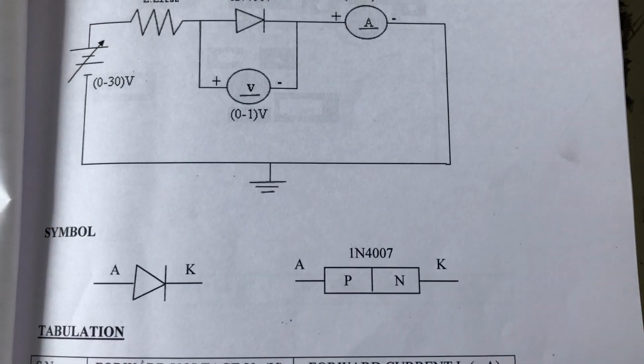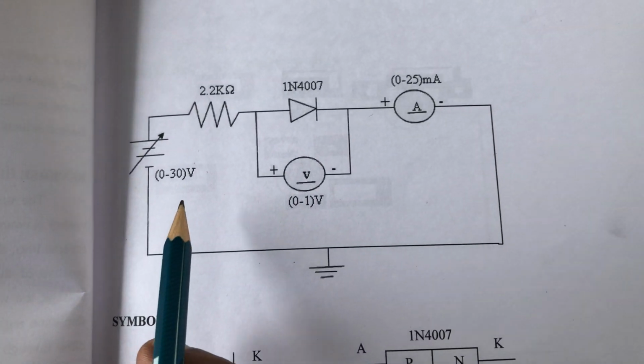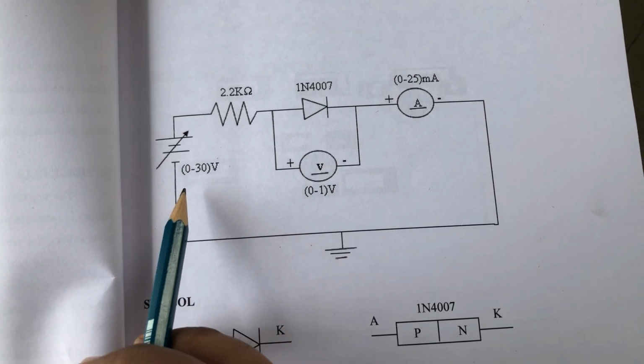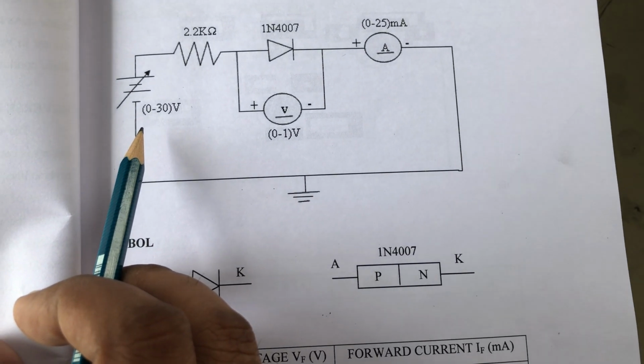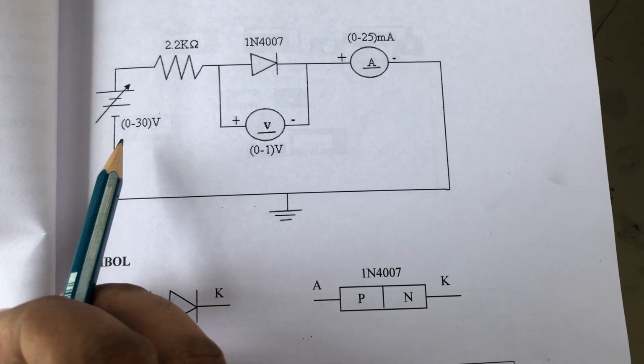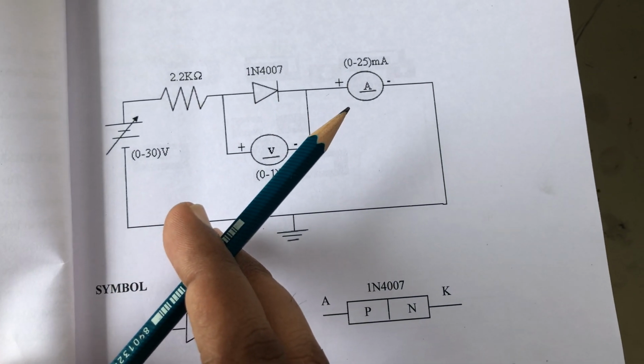And finally, you have to calculate the dynamic forward resistance. This is the circuit, that is an RPS. That RPS represents 0 to 30 volt. That is, it varies from 0 to 30. It is varying, right? So it is a regulated power supply. And a resistor, a diode, and an ammeter.